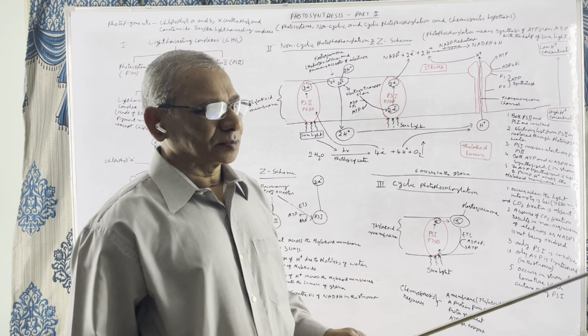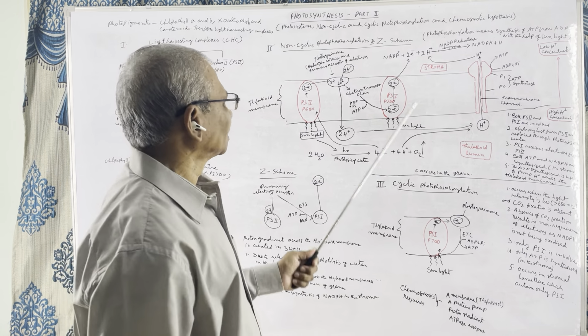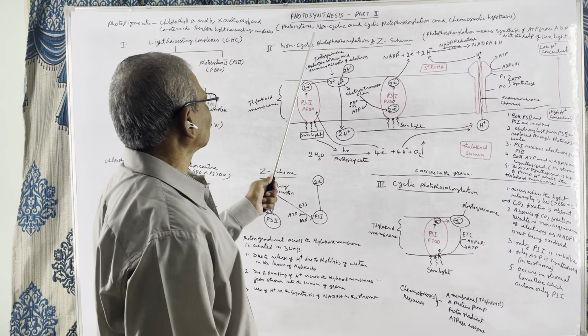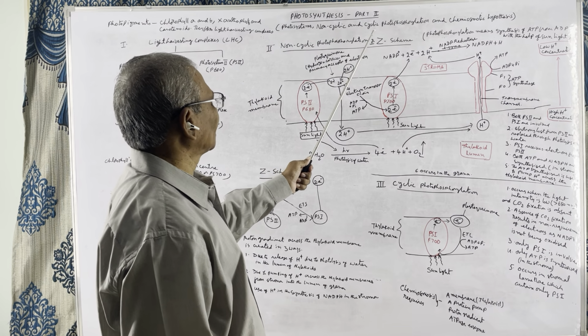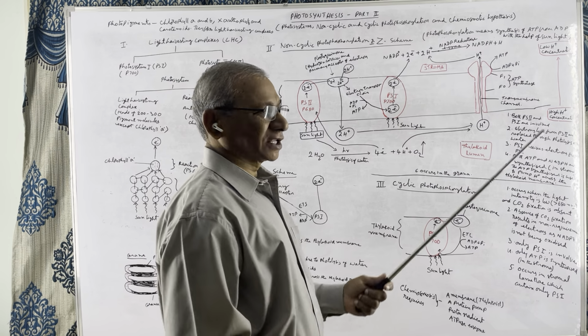Today, I am taking up part 2 of photosynthesis. The topic includes photosystems, non-cyclic and cyclic photophosphorylation, and the chemiosmotic hypothesis.